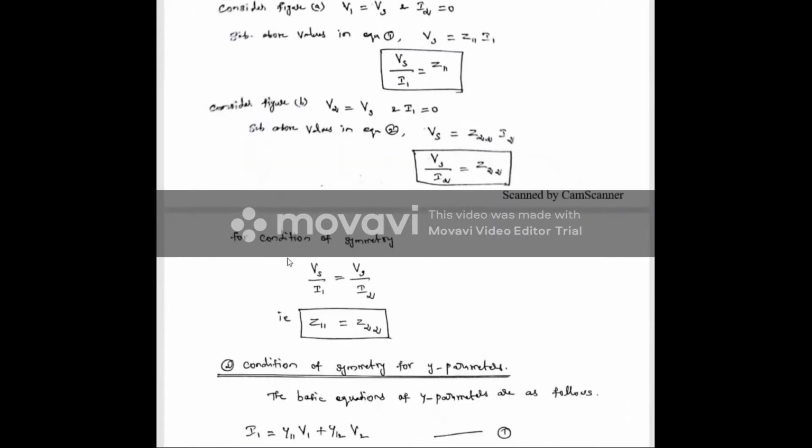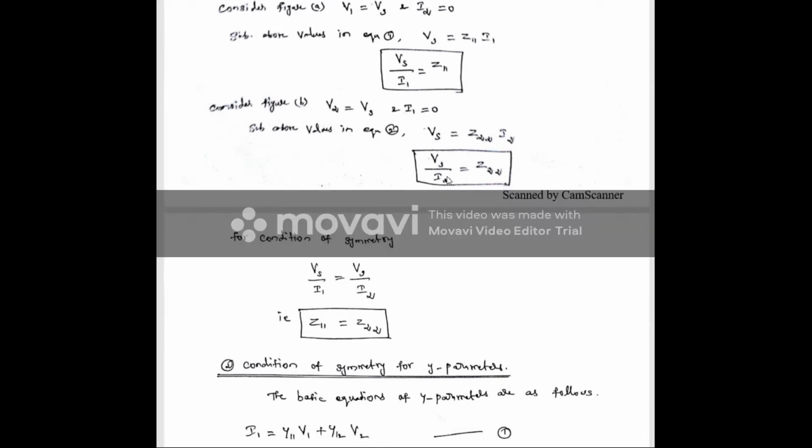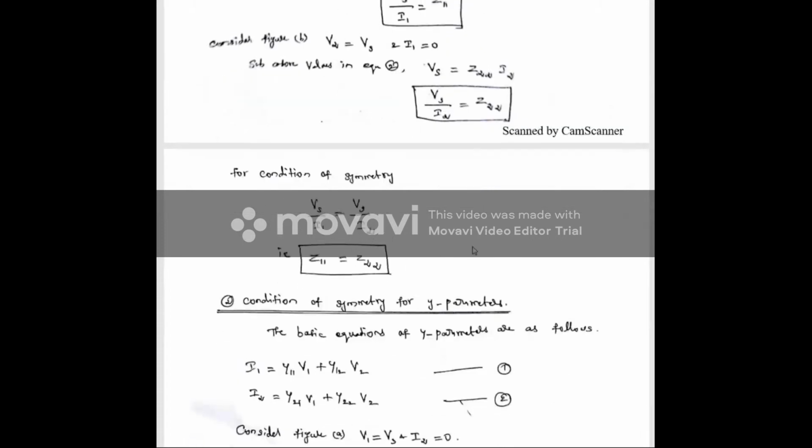According to the definition of symmetry, the two ratios, Vs by I1 and Vs by I2, both must be equal. But what is Vs by I1? It is Z11. What is Vs by I2? It is Z22. So the condition for symmetry of a two-port network is Z11 equal to Z22. That is, for a two-port network, if the Z11 value and Z22 value are equal, the network is said to be a symmetrical network. Okay, this is the condition.